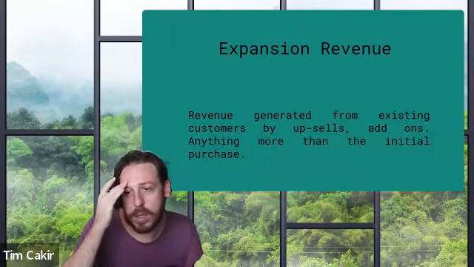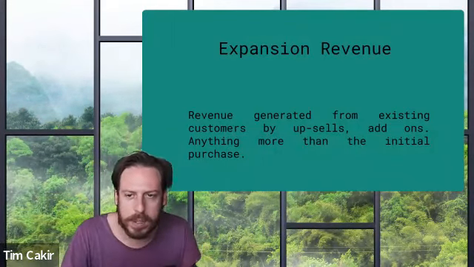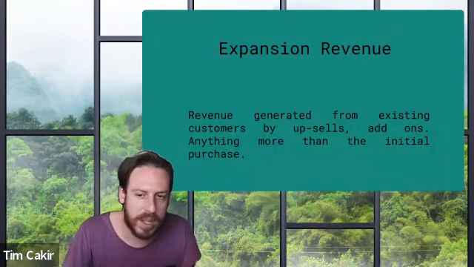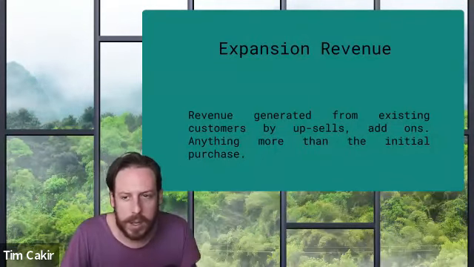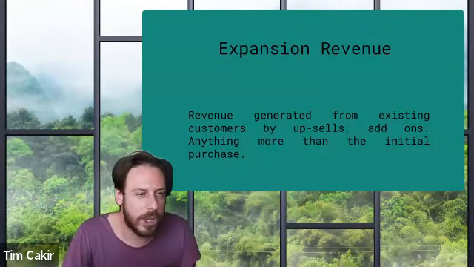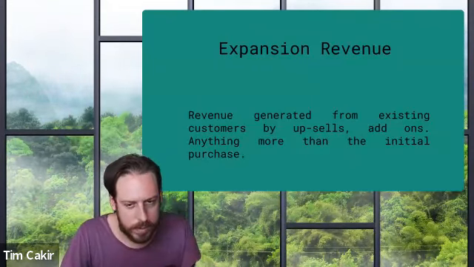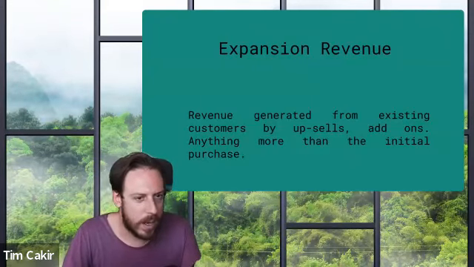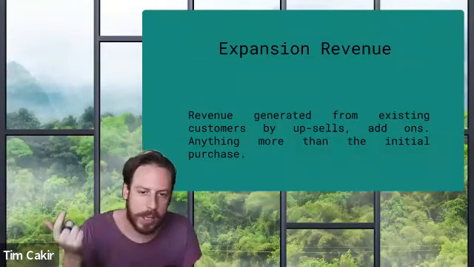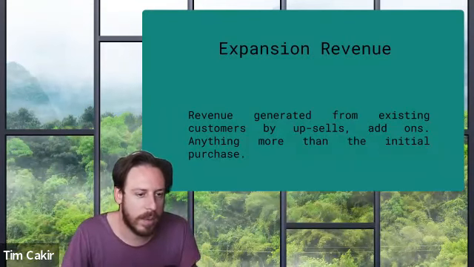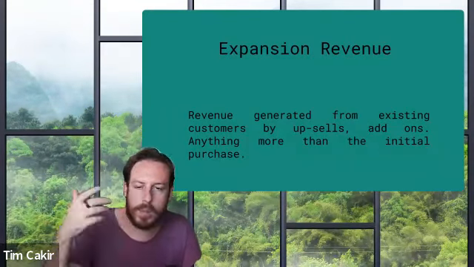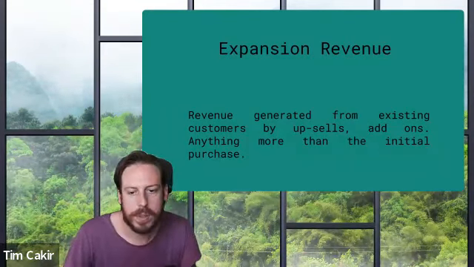Expansion revenue, right? You get a client, they pay you, but what do you expand? What are the upsells? What are the add-ons? What is anything more than the initial purchase? I pay you $29.99 a month. Great. Oh, there's an add-on at $10 a month. Now I'm paying you $39.99, right? So what's that expansion? How can you expand? Is it different users? Is it adding more users? You can be adding 10 more users, right?